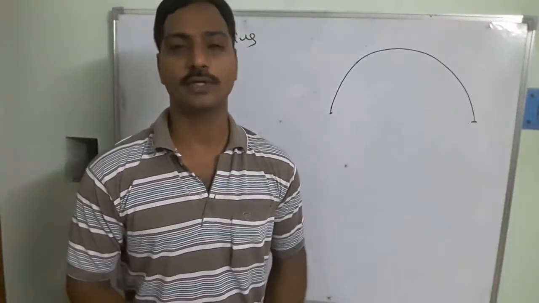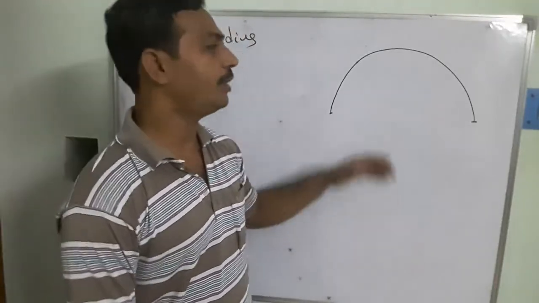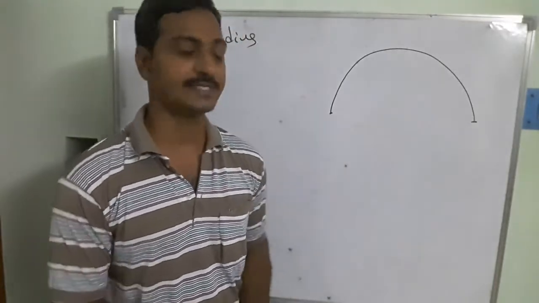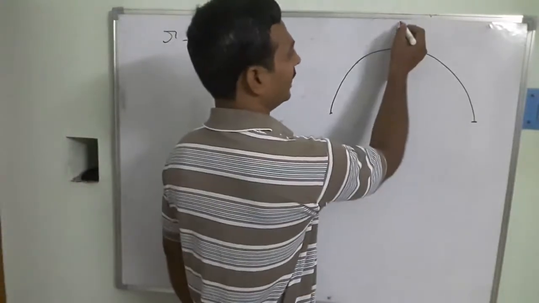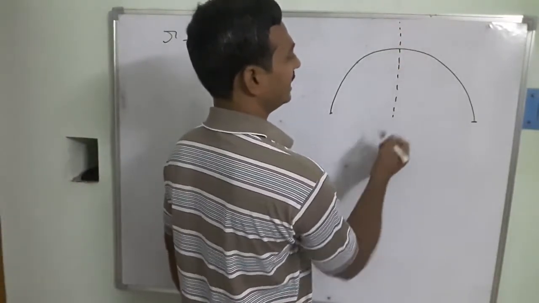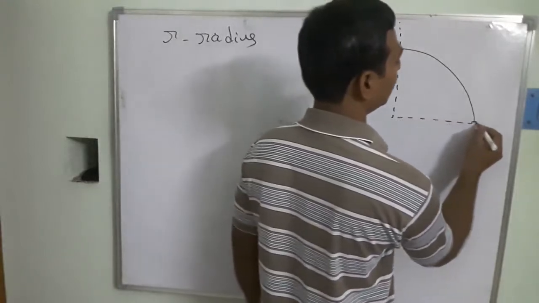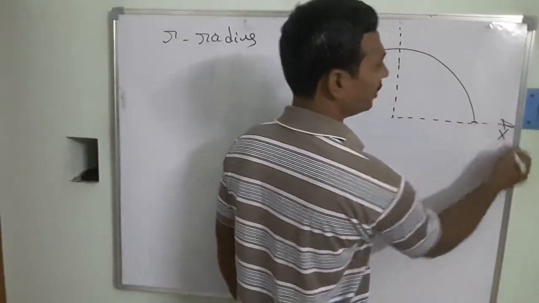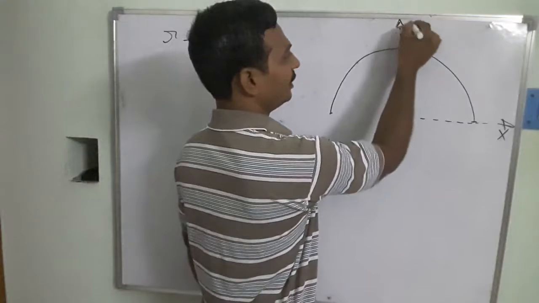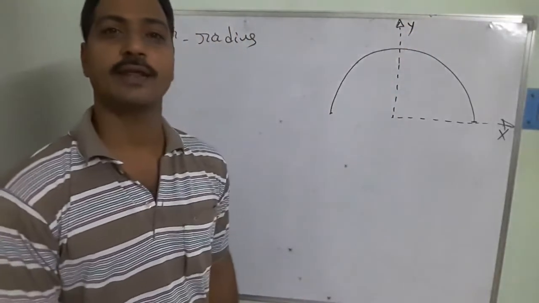Where do we need to take the coordinate system? For my convenience, I am going to take it at the middle of this semicircle. First I am going to take the y-axis in this direction. And similarly, the x-axis I am going to take in this direction. So this is going to be your x-axis and this is going to be your y-axis we have taken, right?